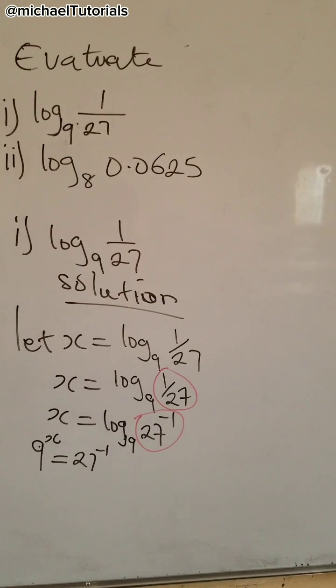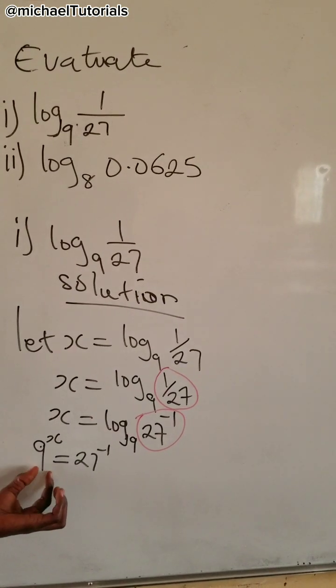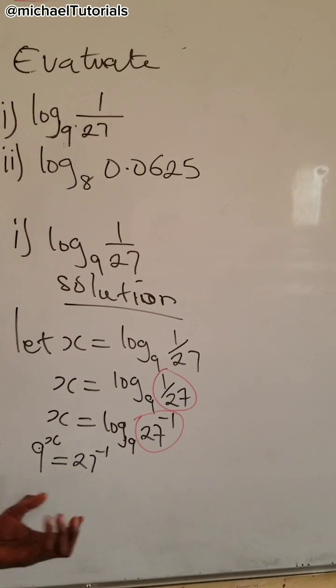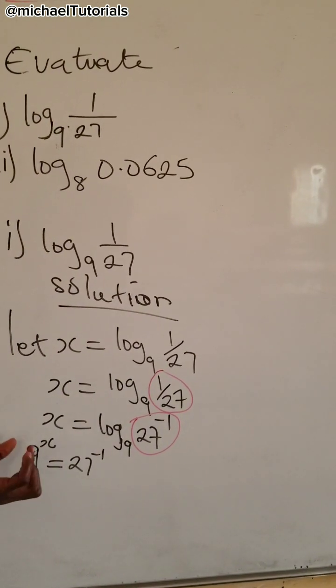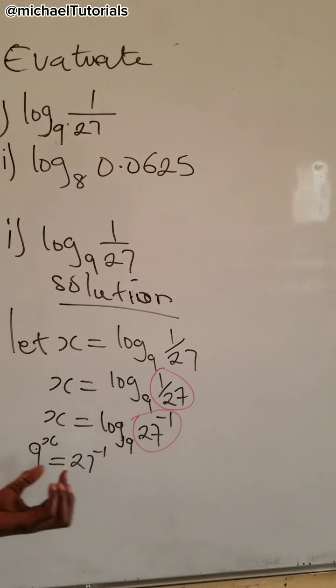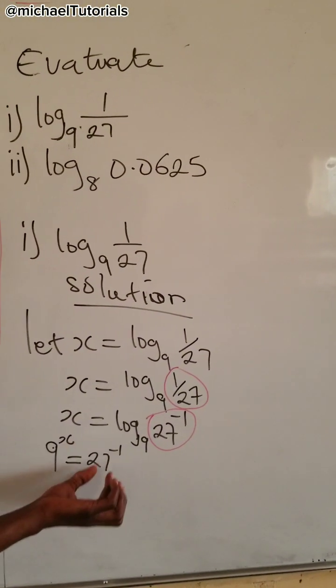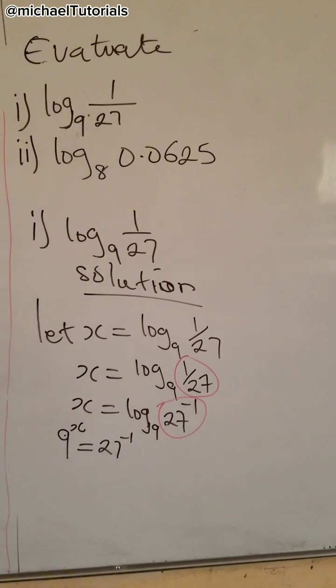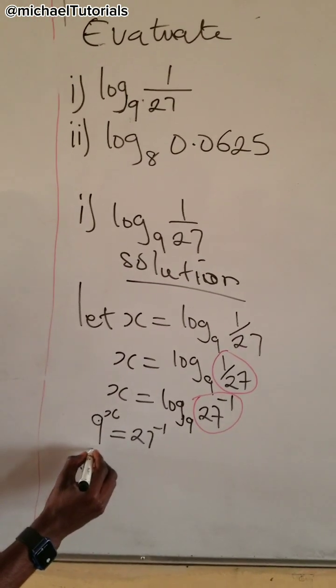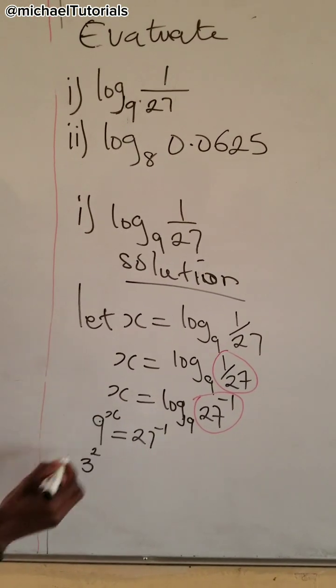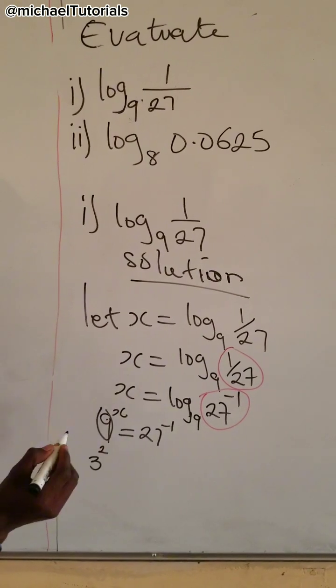Is there any number that will go into 9 here and the 27? Or is there any number that will raise another number up to have 9 and that same number will raise a number up to have 27? Let us see. I think 3 can do that. We can have 3 squared, which will give us 9.